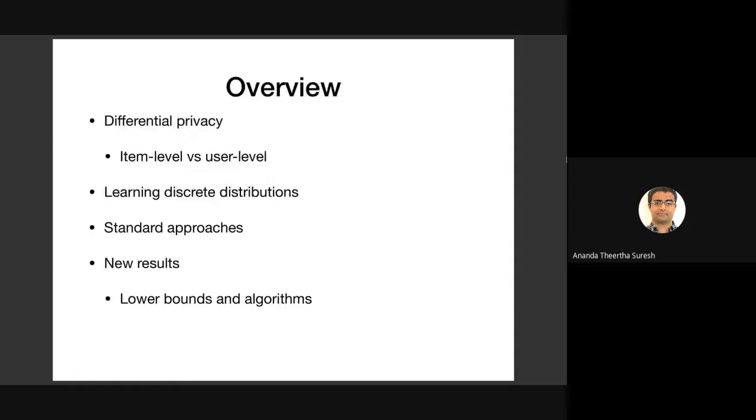Here is an overview of the talk. I'll start with some basic definitions of differential privacy, and I'm going to highlight two important versions of it, which are item level and user level privacy. Then we are going to look at the problem of learning discrete distributions and analyze a few standard approaches. We then propose a new polynomial time algorithm and show that it is also information theoretically optimal.